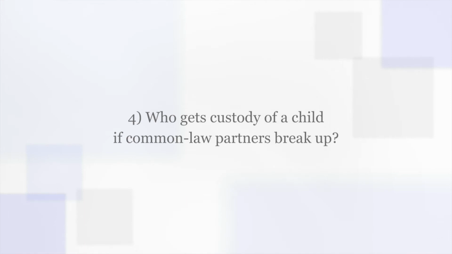Who gets custody of a child if common law partners break up? Ideally, if common law spouses decide to separate, they can amicably decide which of them should have primary custody of the child and how access arrangements are going to be structured. Any minor disputes about the scope or range of decision-making or the nature, extent, and scheduling of access can be worked out with the assistance of a family law mediator.